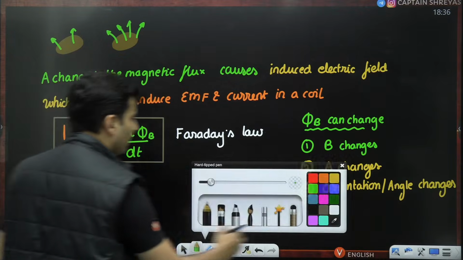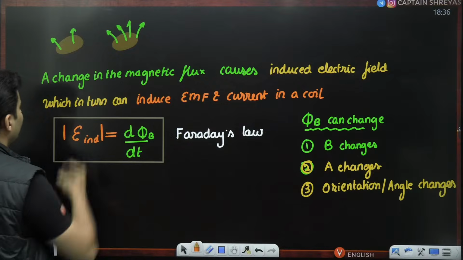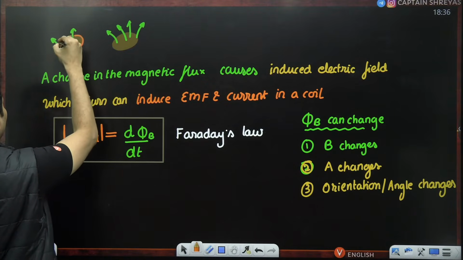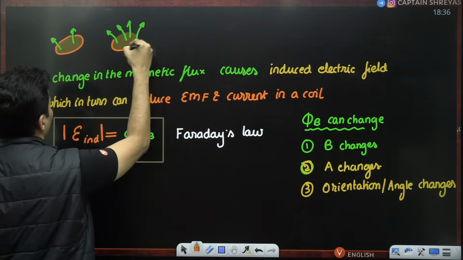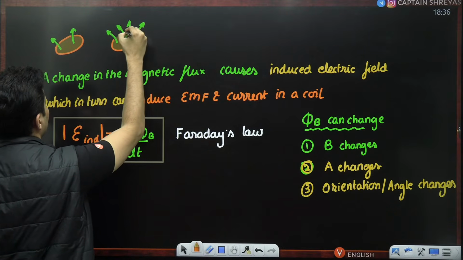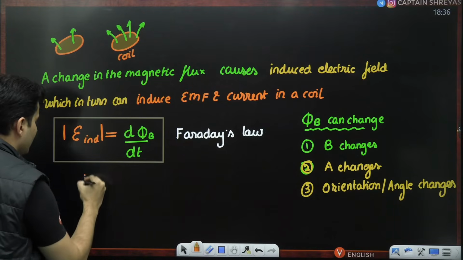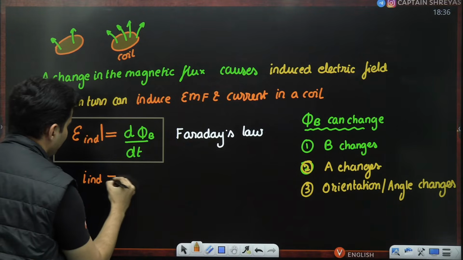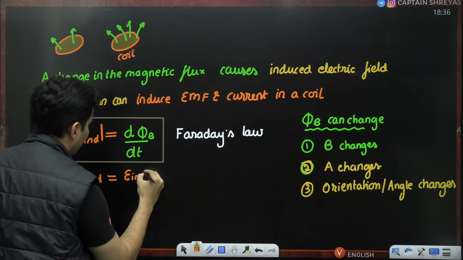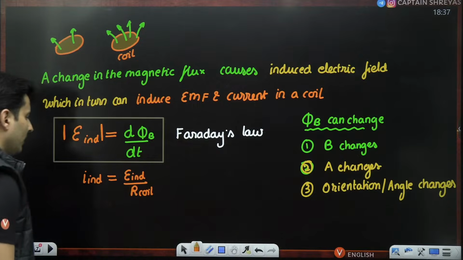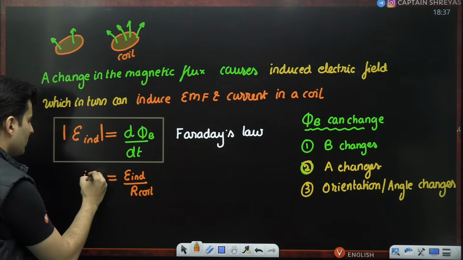If you ask me what is the value of the induced current inside that particular coil, it will be nothing but the induced EMF divided by the resistance of that particular coil. That is what the induced current will be.